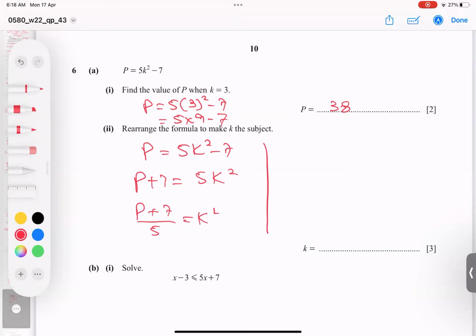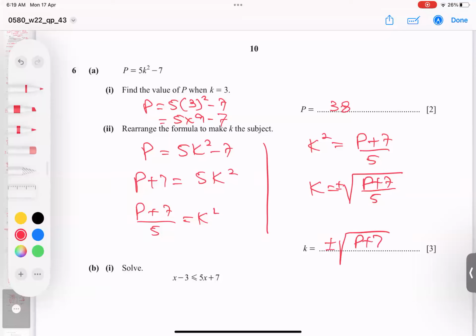Now it's called switching. Switching means left becomes right and right becomes left. So no change will happen anywhere. Now I will remove the power 2. So okay, take a root of the whole thing. K equals plus and minus root of P plus 7 over 5. So this is my final answer. And please don't forget it, plus and minus.